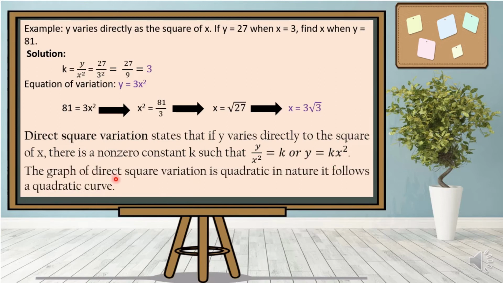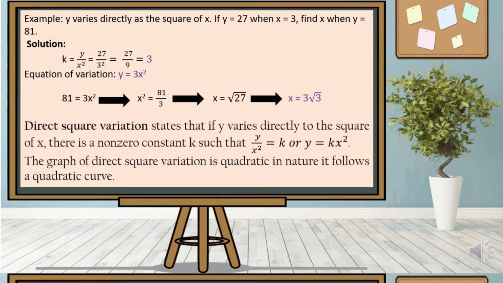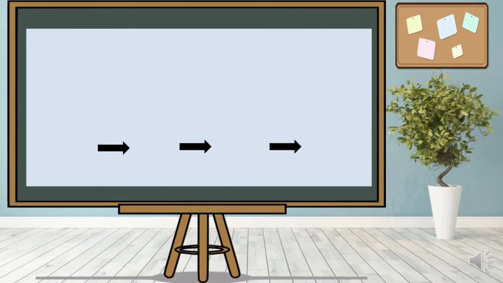The graph of direct square variation is a quadratic in nature. It follows a quadratic curve. So that's all for direct variations. We have now inverse variations.